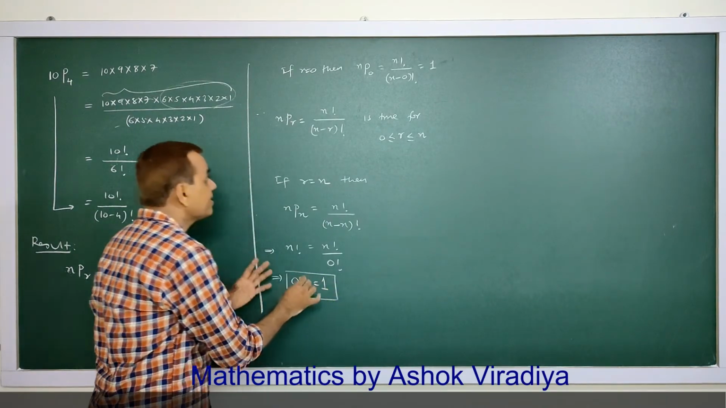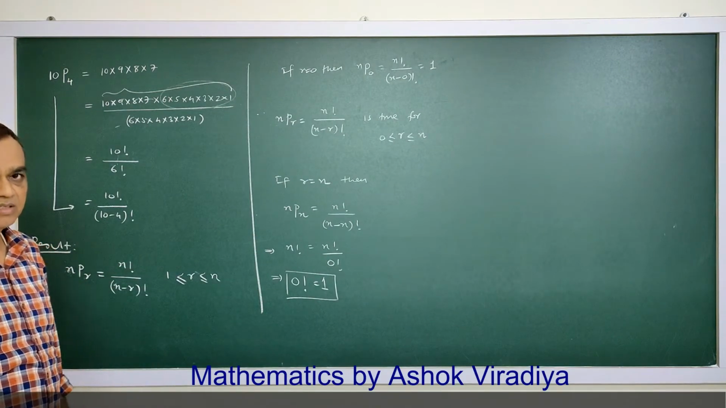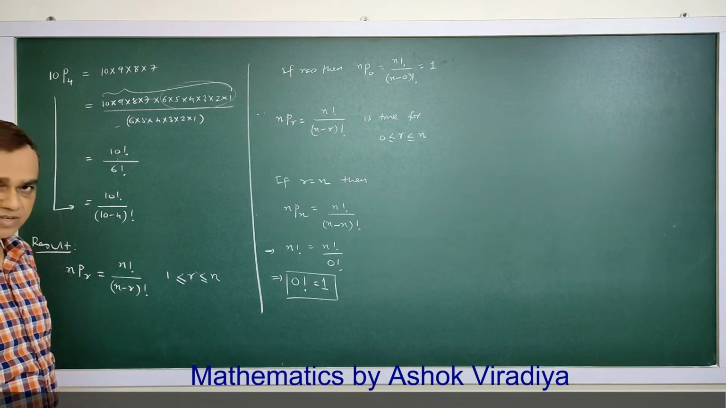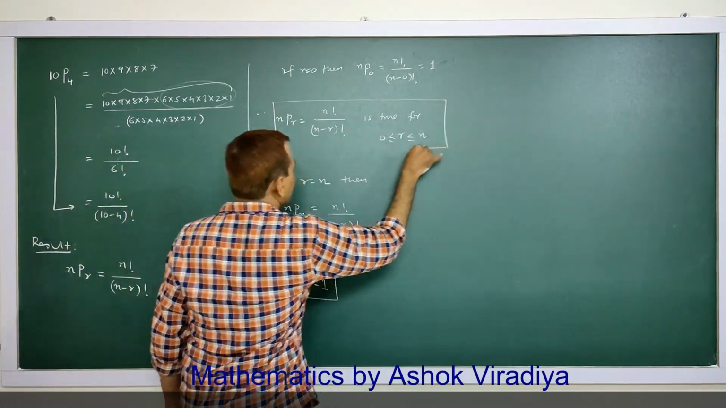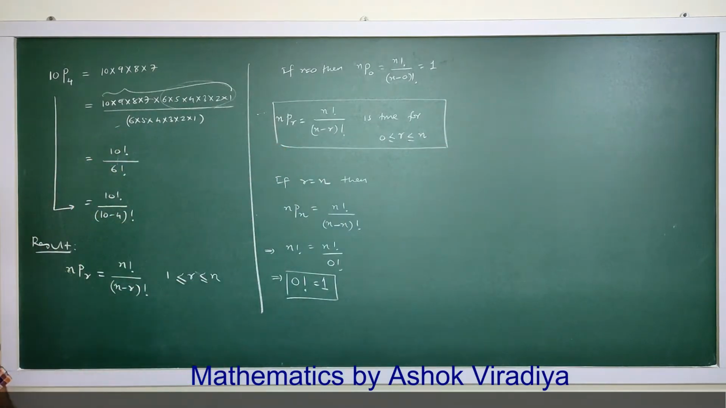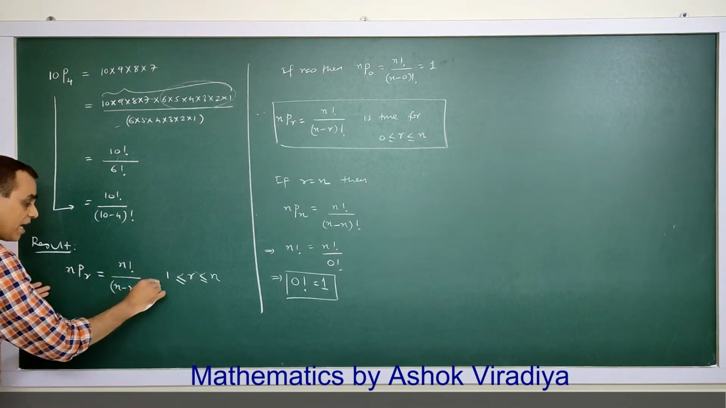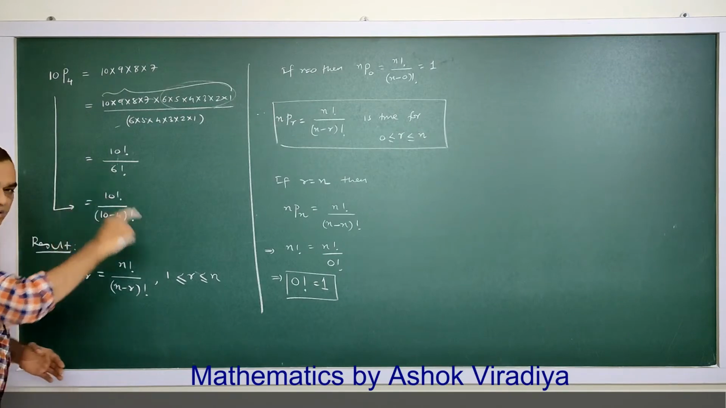So we are getting the result: 0 factorial is 1, and nPn is n factorial. This was the explanation for this result, and how this is derived, that is the explanation in this example.